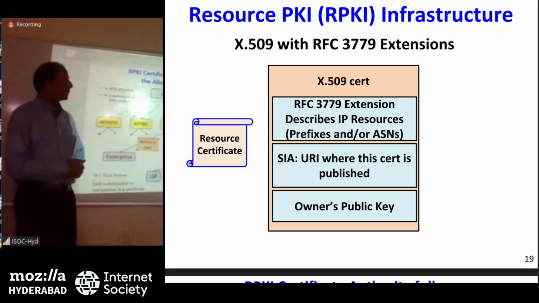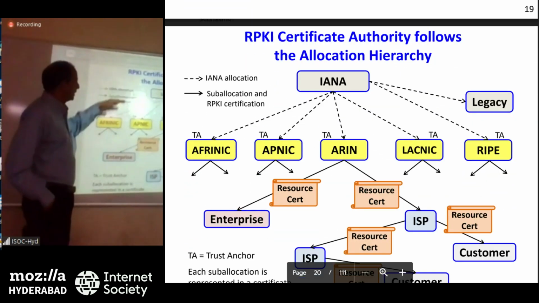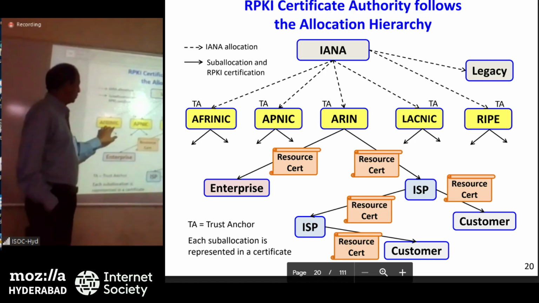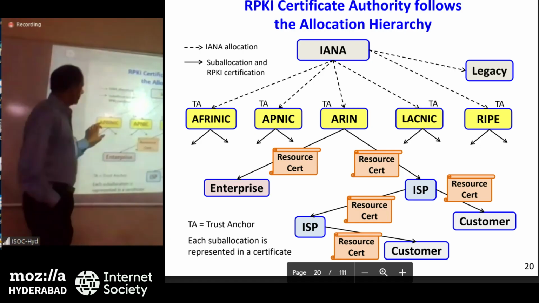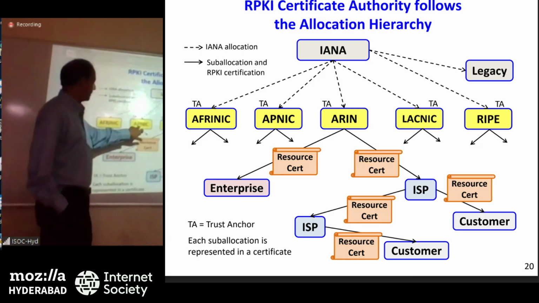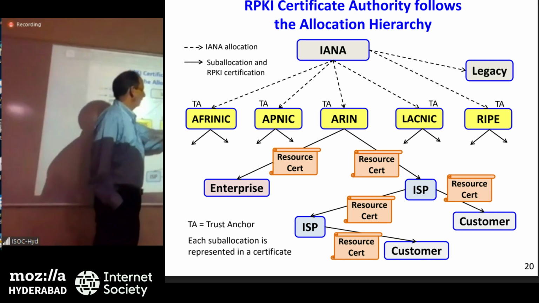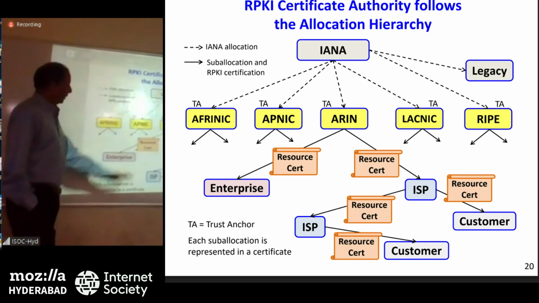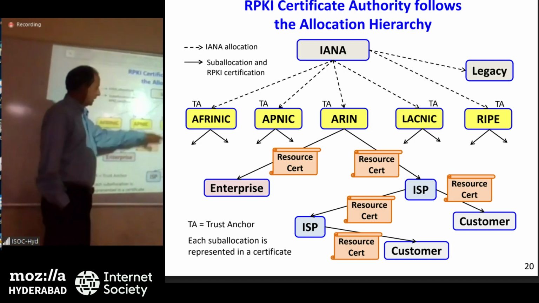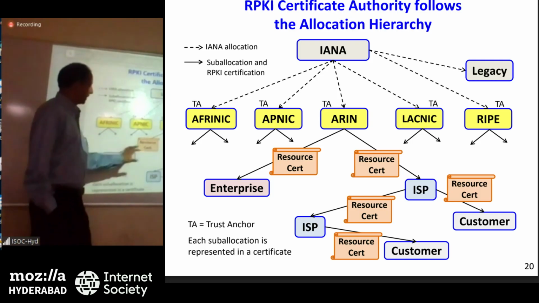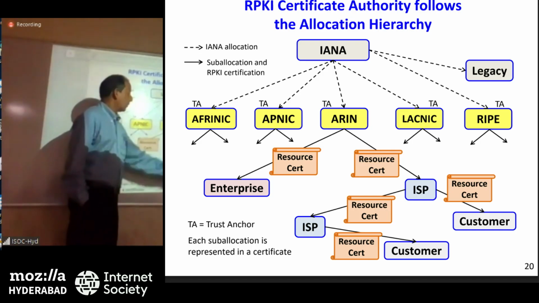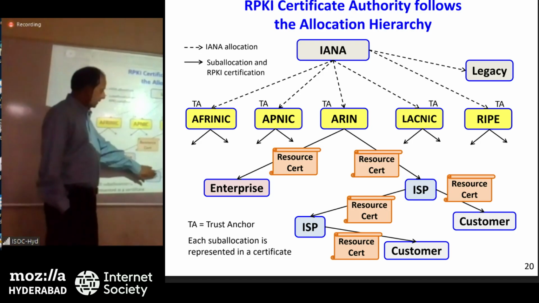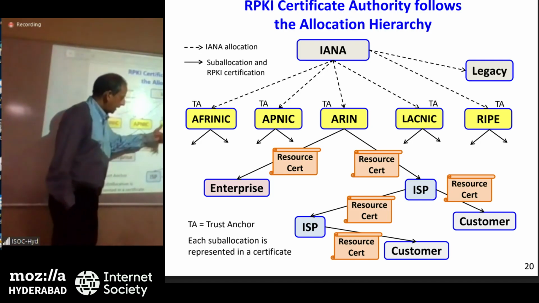Essentially, it starts with IANA, the allocation, and then the allocations go to the various regional internet registries or RIRs, and those are in Africa, Asia Pacific, which includes India, Latin America, ARIN for North America, and Europe. And for example, if you take the ARIN case, it will allocate resources to various enterprises and major ISPs such as AT&T or Verizon or Sprint, and they will in turn sub-allocate and issue resource certificates.